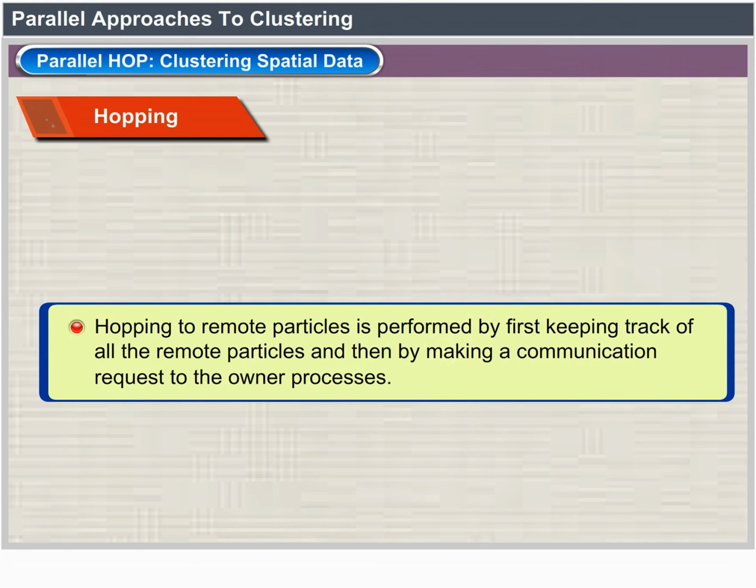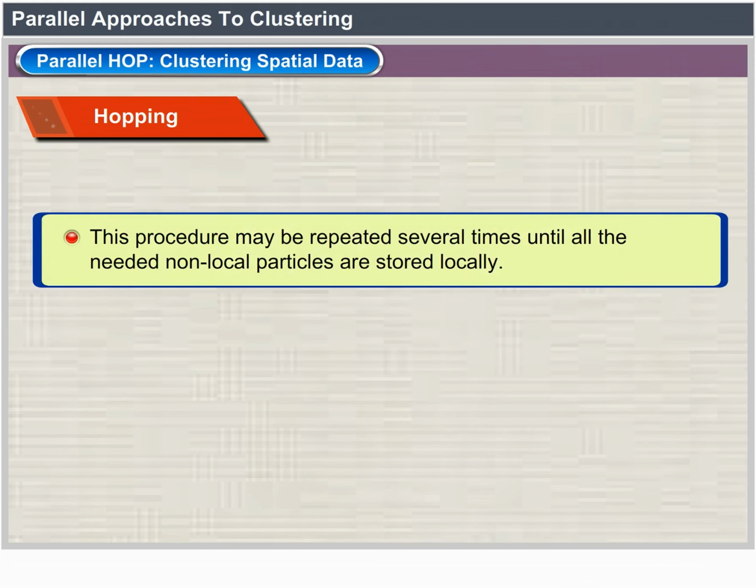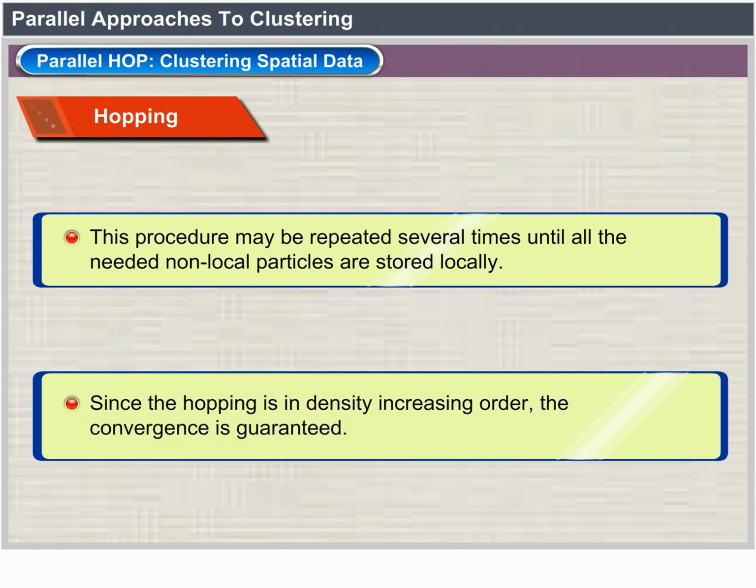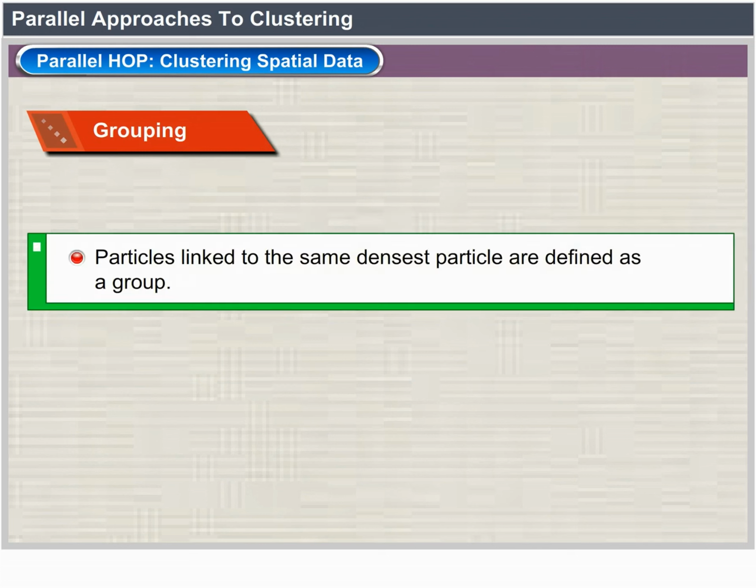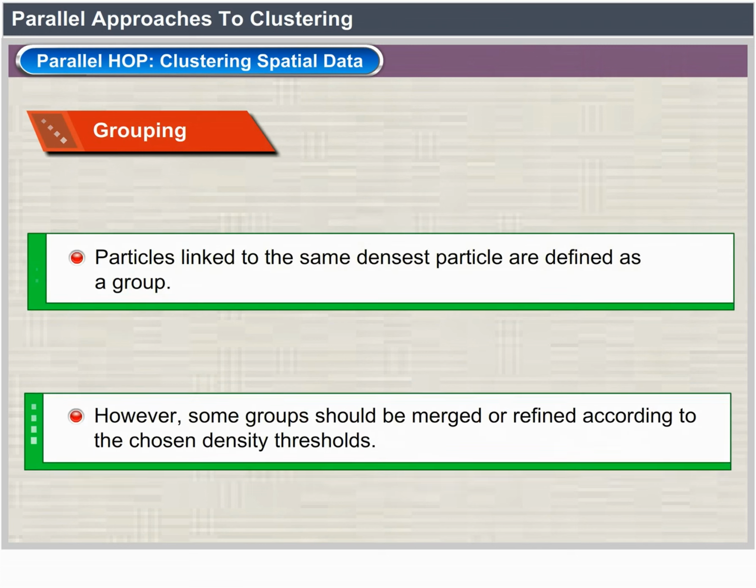This procedure may repeat several times until all the needed non-local particles are already stored locally. Since the hopping is in density increasing order, the convergence is guaranteed. Grouping: particles linked to the same densest particles are defined as a group. However, some groups should be merged or refined according to the chosen density thresholds.